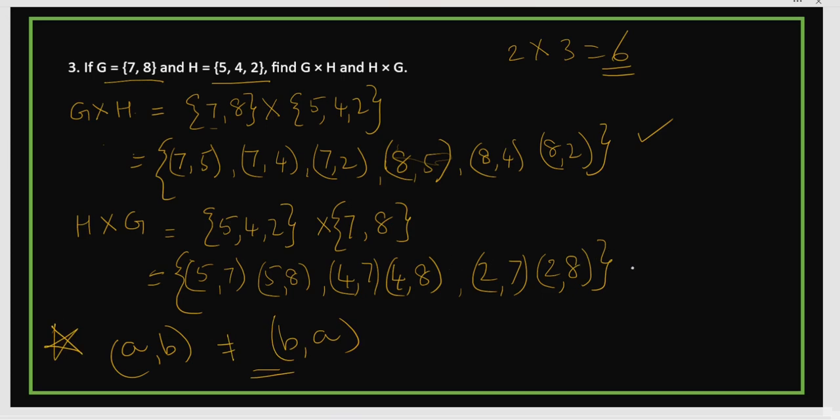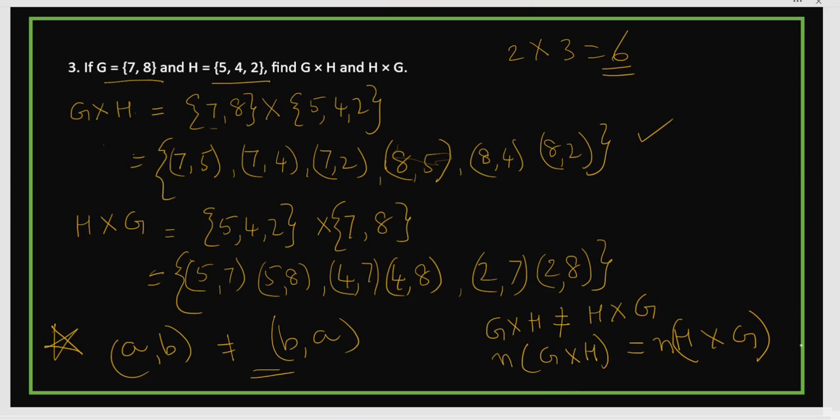So this is the H and G. This is G into H. This is H into G. Here you can clearly observe G cross H is not equal to H cross G, right? Also, the number of elements: you can see the count of G into H is equal to H into G, because 2 into 3 is equal to 3 into 2. So I think you understood this.